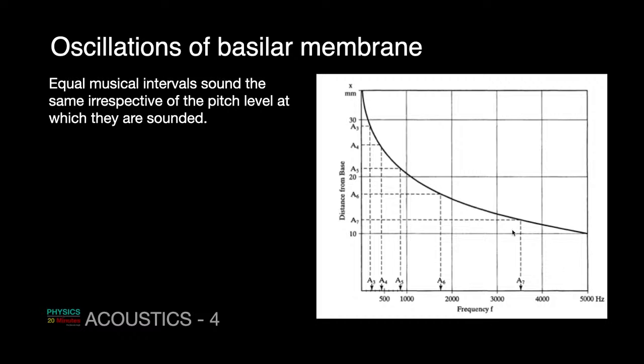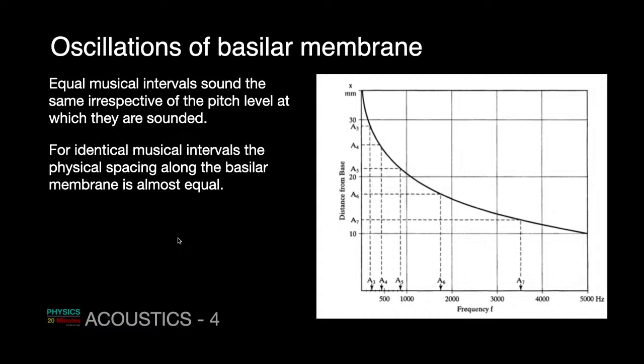Very high frequencies are sensed very close to the base, where the basilar membrane is stiffer. That is why, as you age, the basilar membrane gets more and more stiff and you lose your audibility to the higher frequencies. So you start losing it from this side.